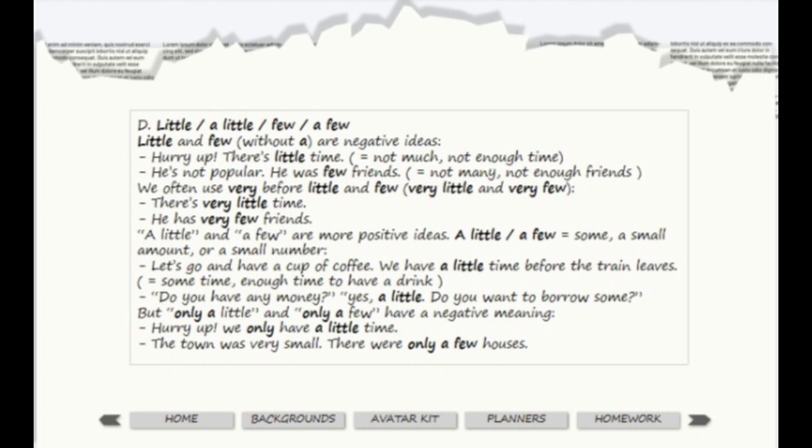A little and a few are more positive ideas. A little or a few means some, a small amount, or a small number. For example, let's go and have a cup of coffee. We have a little time before the train leaves. It means we have enough time to have a drink.